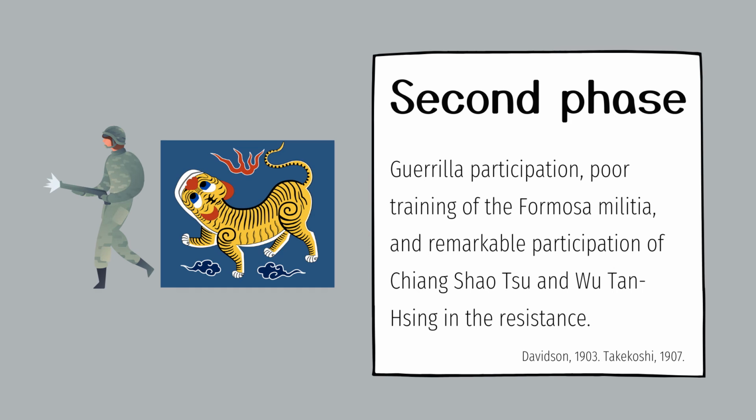The second phase is marked by the increasing guerrilla participation in the conflict, since the Japanese Imperial Guard encounters more resistance in the city of Hsinchu, finding resistance from the Formosa guerrilla and Formosa militia. However, according to James Davidson, these soldiers were poorly trained and poorly equipped, added to their low morale and their desire to return to continental China as soon as possible. The Japanese Imperial Guard devastated these troops until local leaders such as Chiang Xiao-tzu and Wu Tenzin take command of the Formosan resistance and present a greater challenge to the Japanese.